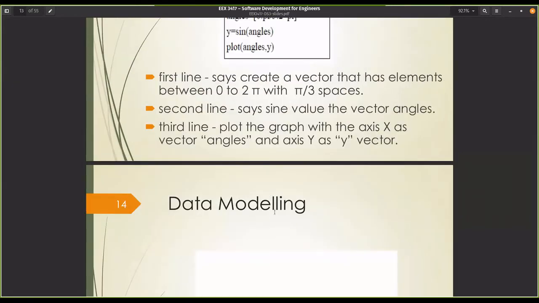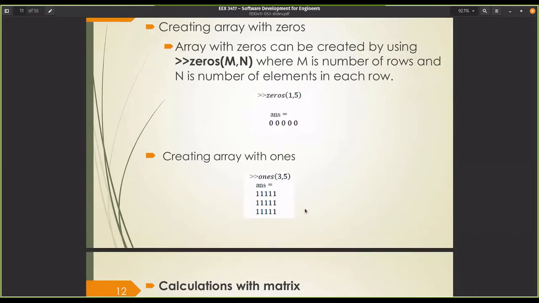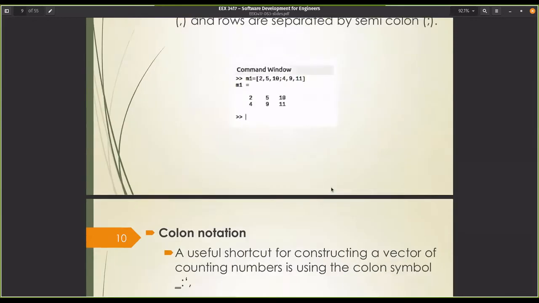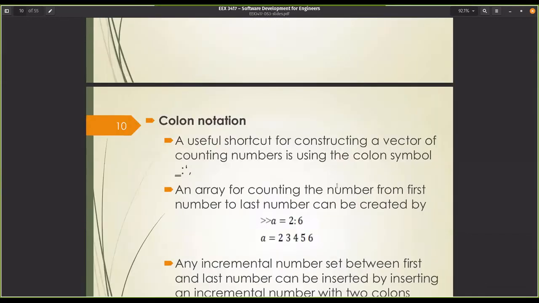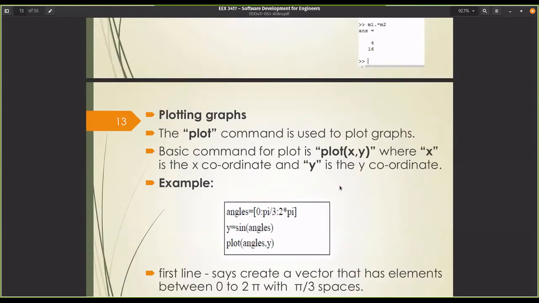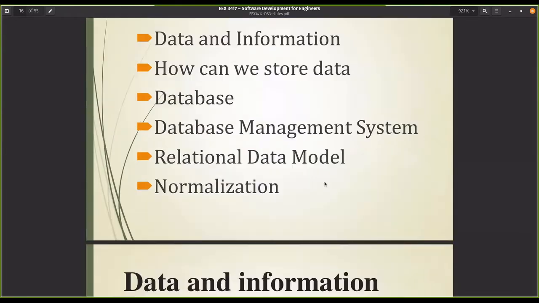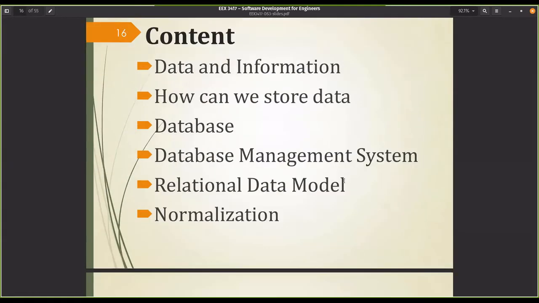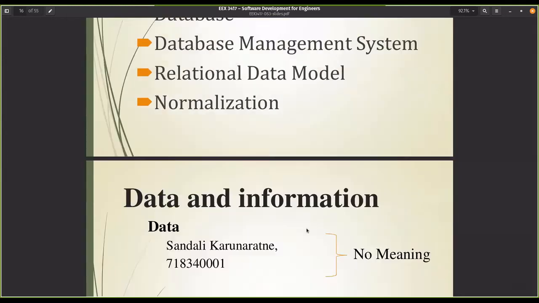And the next one is data modeling. The first part was matrix and Octave, and the second part is the database. In the second part, you can learn about data and information, how we can store data, database management system, relational data model, and normalization.